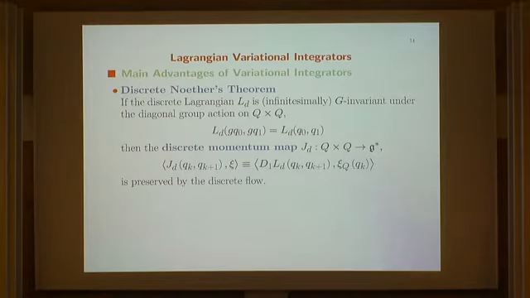So if your discrete Lagrangian is infinitesimally G-invariant under the diagonal group action, which basically means that if you have this pair of points Q0 and Q1, and you rotate both of them by the same rotation matrix, and the discrete Lagrangian stays invariant, then there's an associated momentum map which is preserved by the flow. That's analogous to a continuous mechanical system invariant under the lifted action of the same rotations, where angular momentum is preserved.